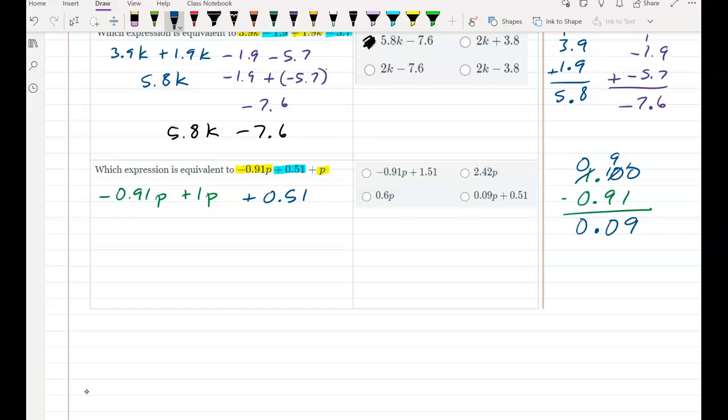So negative 0.91p plus positive p is positive 0.09p. Don't forget that variable. And then we just add that to the 0.51, and we are done. So which does that match up with? Oh, looky here, there it is. It matches up with that one, 0.09p plus 0.51. There you have it. We are good to go.